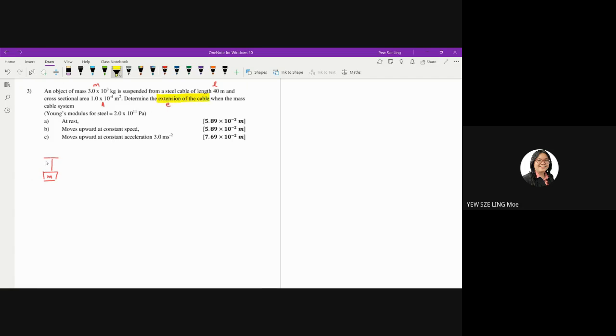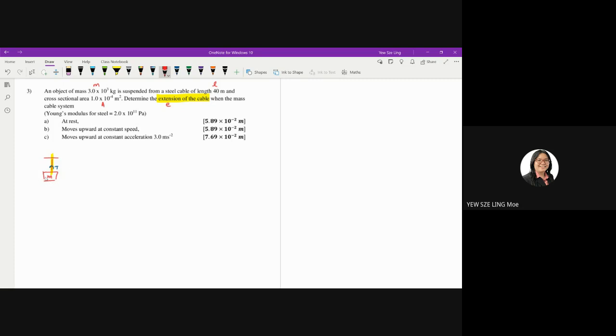So again, you're looking at what happened inside the cable, which means the force that we should use in our calculation, once again, is the tension, right? So tension should be used in our calculation. So how are we going to determine the value of tension then? Now, since we're not given the tension, what we have is just the mass of the object. So let's sketch a free body diagram for this mass cable system. Free body diagram for the object.